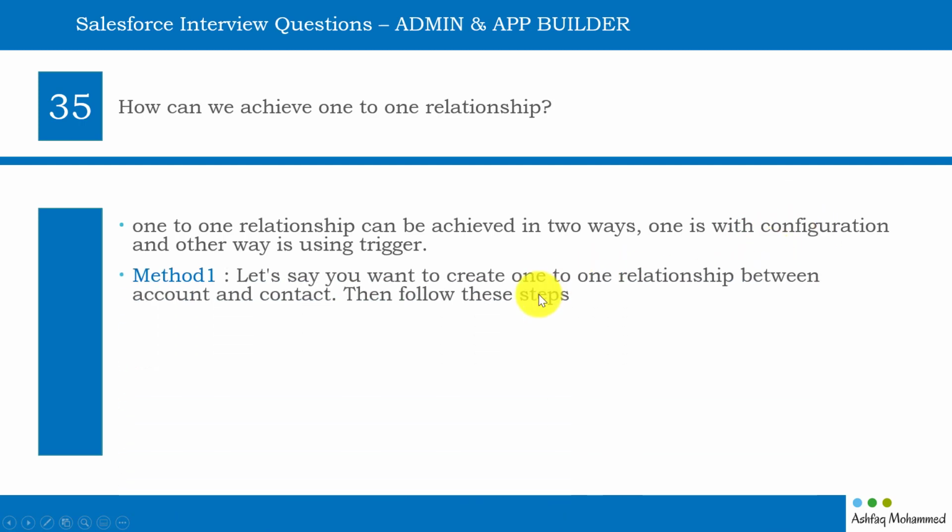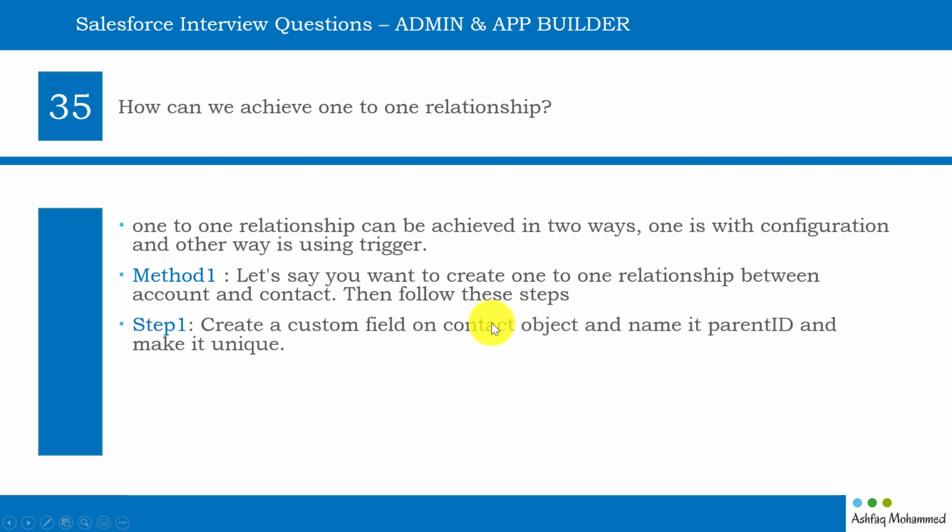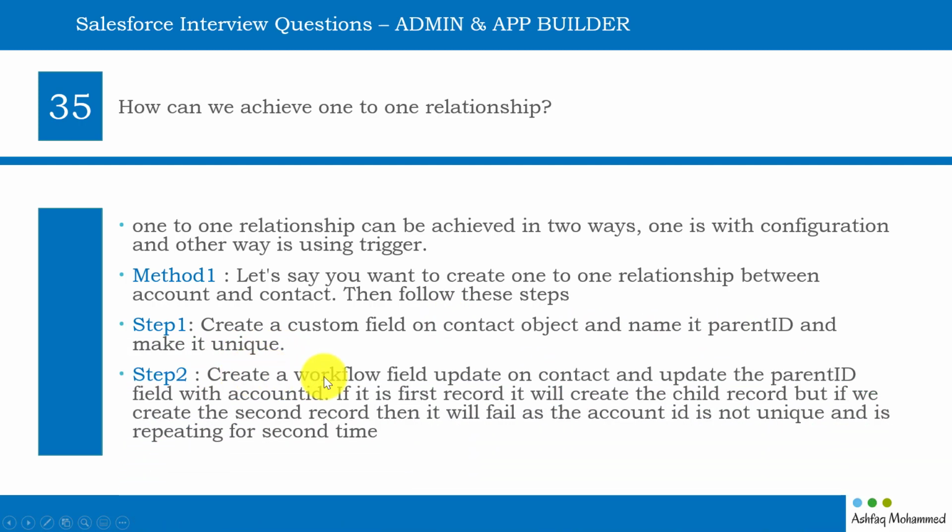Method one: let's say you want to create a one-to-one relationship between account and contact. Follow these steps. Step one, create a custom field on contact. Just remember, contact means child record. On the child object, create one custom field, name it parent ID, and mark it as unique. Step two, create a workflow. You can create a workflow, or use process builders or flows, whatever you want. Create a workflow field update on contact and update the parent ID field with the account ID.